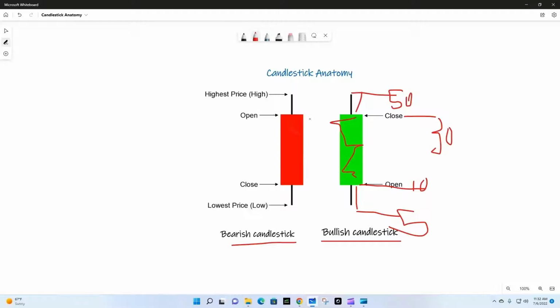When the market is bearish, sellers are in control. They bid the price as low as they can. When the market is bullish, buyers are in control and they bid market price as high as they possibly can.